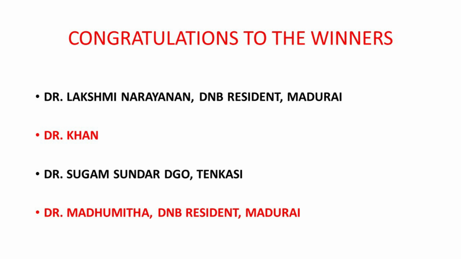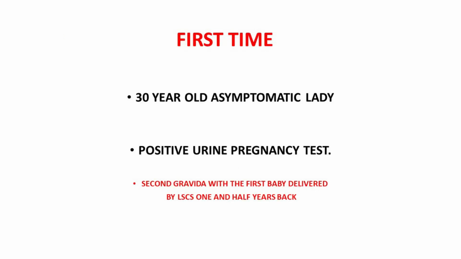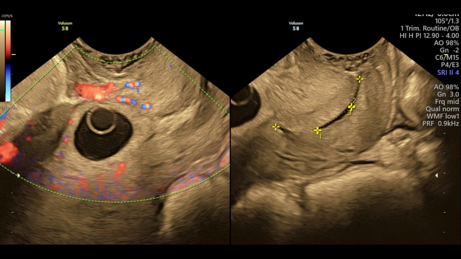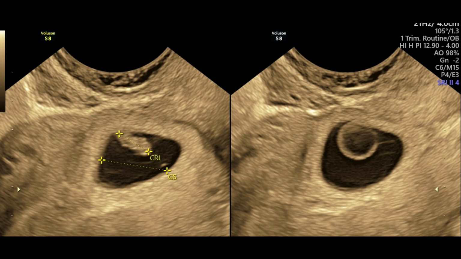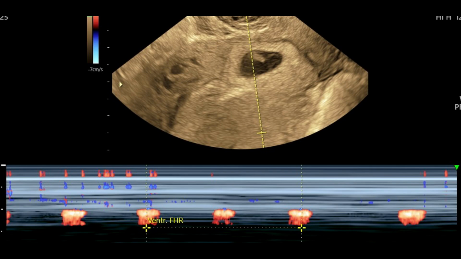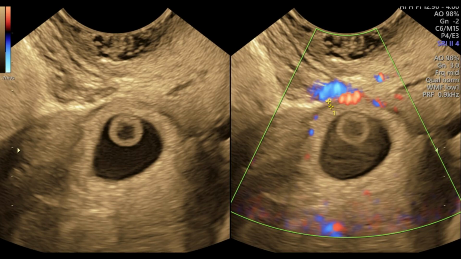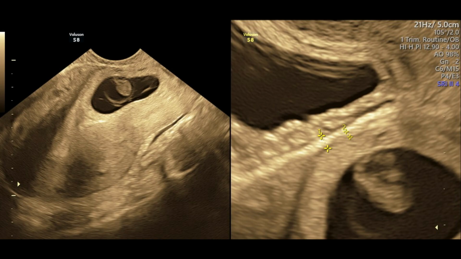Now I am going to give you the clinical scenario and how she presented here. Initially, this 30-year-old asymptomatic lady came for viability scan with positive urine pregnancy test. I am giving the images taken at that time 2 weeks earlier to the video, so you can see and think about the findings. This could be much easier than the quiz video. She is a second gravida with the first baby delivered by LSCS 1.5 years back.